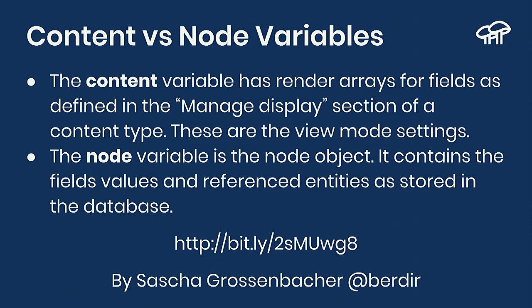And you also have the node variable, which is the node object itself. As you remember in the example, we used that variable to get that creation timestamp. That is not a field. That is part of the node itself. But in addition to those metadata, you have the field values and any reference entity as stored in the database. For example, for a Boolean field, you will have either a 1 or a 0. So there will be some cases where using the node variable is actually very useful. And in that link, you can find a blog post by Berdir, a high-profile Drupal contributor, that explains a little bit more about this, and in particular, how to work with the node variable with reference entities. Let's say that you have one node that calls a user, and you want to check one field value of that user. You can do this using the node variable.